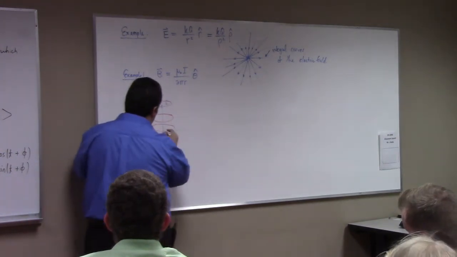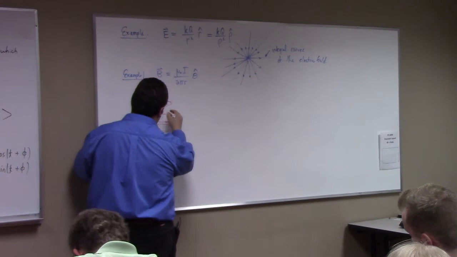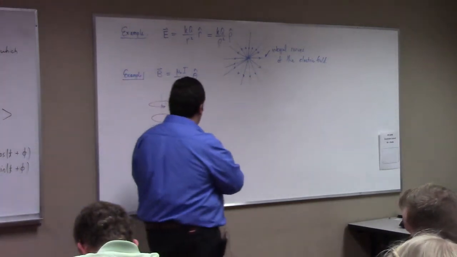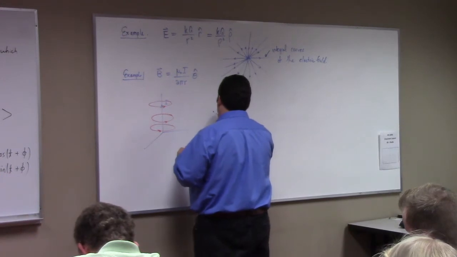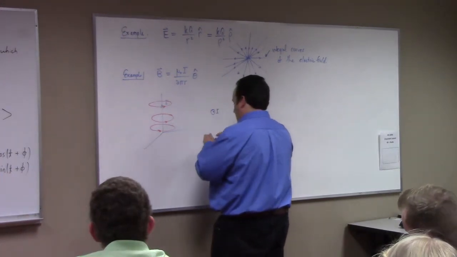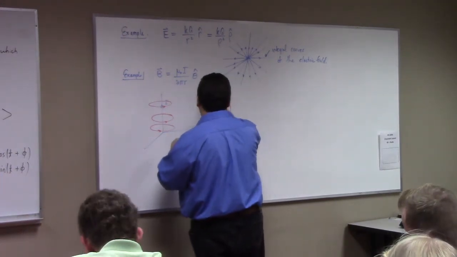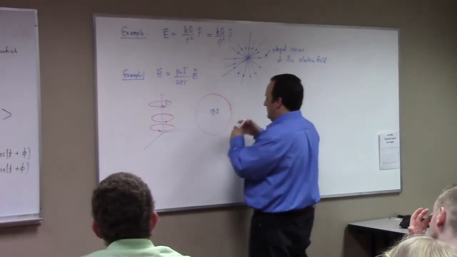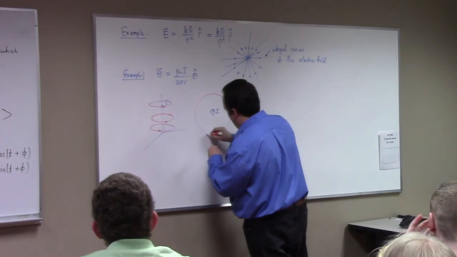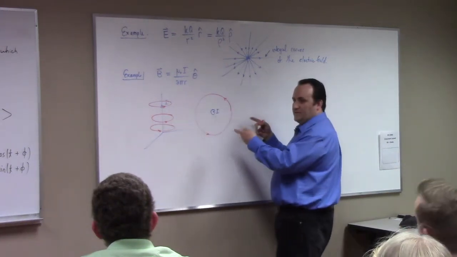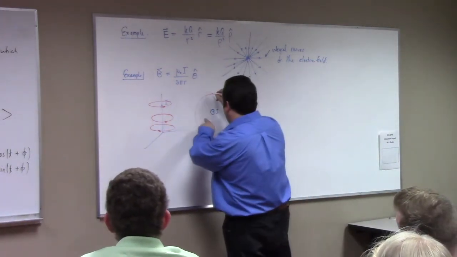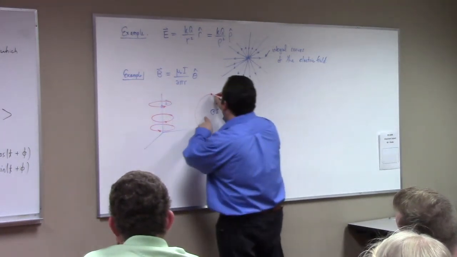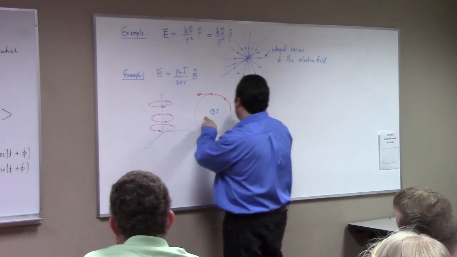I have better success drawing it. So suppose the current's coming out of the board, right? The magnetic field line looks like that. So when you draw magnetic field lines, what that's saying is that if you pick a point, then the direction of the magnetic field is tangent to the curve of the field line, like that.